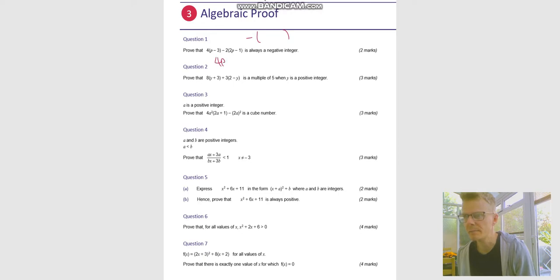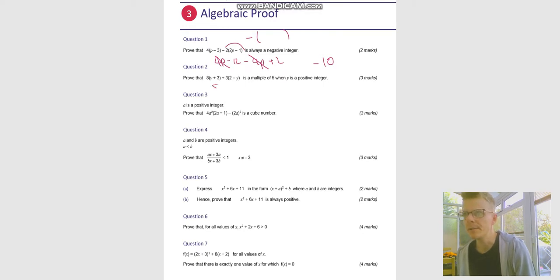So we get 4p minus 12 minus 4p plus 2, the double negative there. So 4p minus 4p cancels, minus 12 plus 2 is negative 10. So regardless of the value of p, you're always going to get a negative number there, so you get minus 10.